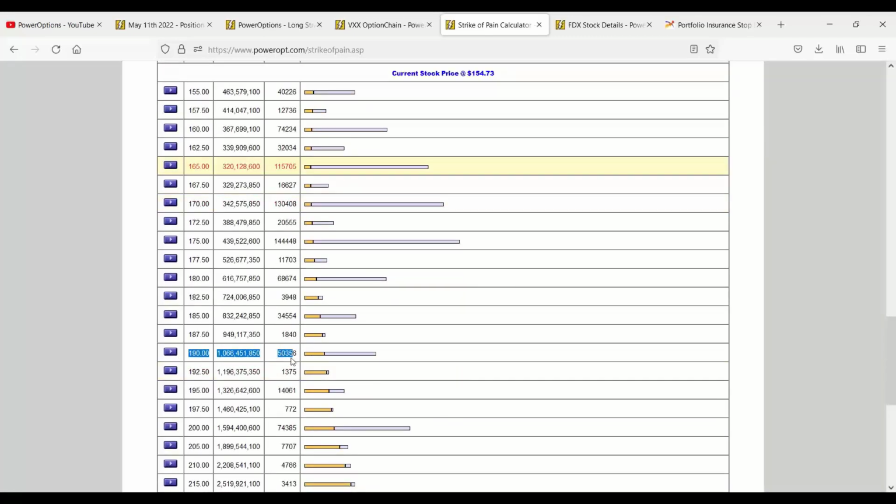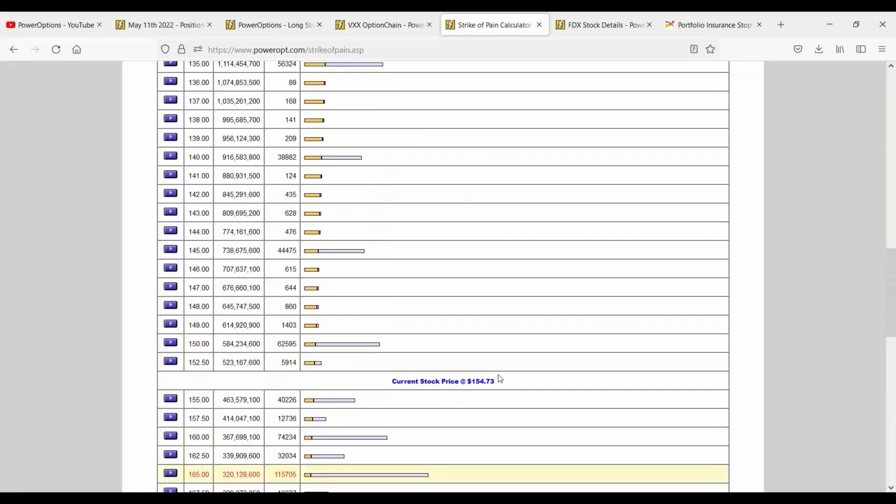And these just aren't the puts. It's combined of all the calls and puts open interest at the 190 strike, 185 strike, and so forth used in the pain value feature.